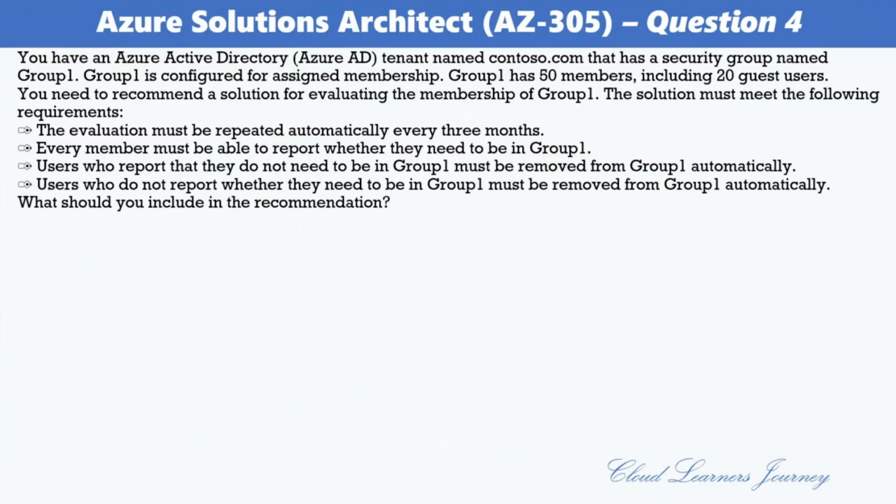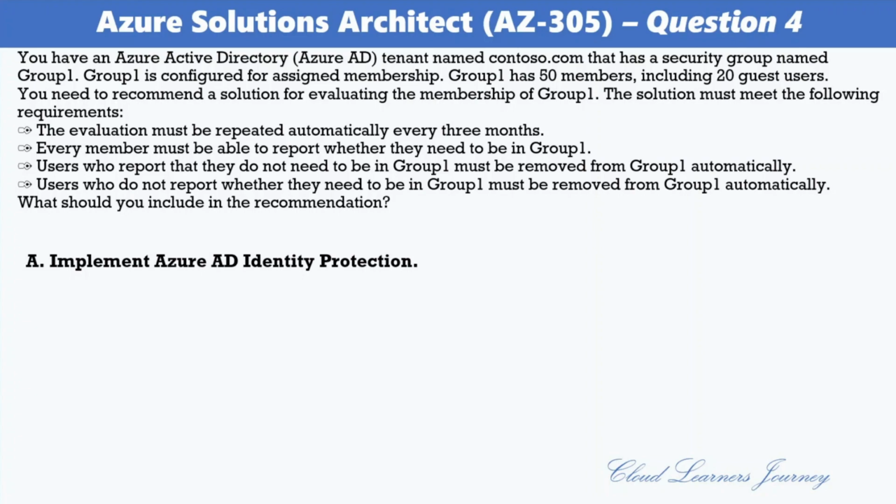Question number 4. You have an Azure Active Directory tenant named Contester.com that has a security group named Group 1. Group 1 is configured for assigned membership. Group 1 has 50 members, including 20 guest users. You need to recommend a solution for evaluating the membership of Group 1. The solution must meet the following requirements. First requirement, the evaluation must be repeated automatically every 3 months. Second requirement, every member must be able to report whether they need to be in Group 1. Third requirement, users who report that they do not need to be in Group 1 must be removed from Group 1 automatically. Fourth requirement, users who do not report whether they need to be in Group 1 must be removed from Group 1 automatically. What should you include in the recommendation?